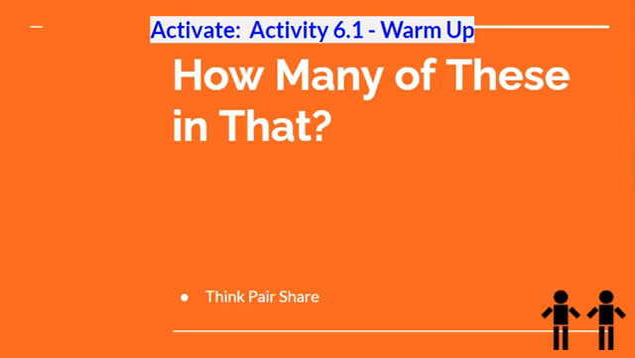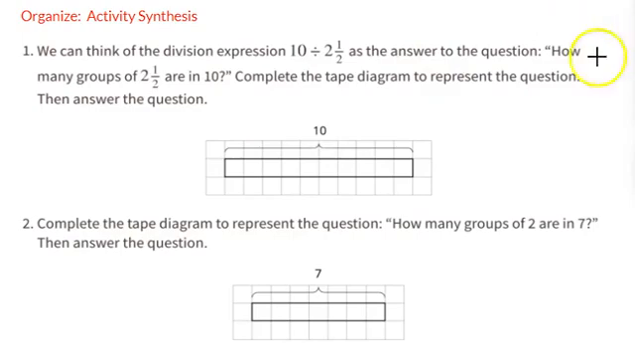All right, let's do a little bit of thinking with how many of these in that. So if we think of 10 divided by 2 1/2, we can think of it as 2 1/2 groups in 10. So how many 2 1/2 groups can we get out of 10? Well, what's that going to look like on the diagram here? Well, we need to break these into 2 1/2 groups, right? So there's one set, there's another set, and there's another set. So now we've got this broken up into 2 1/2 groups.